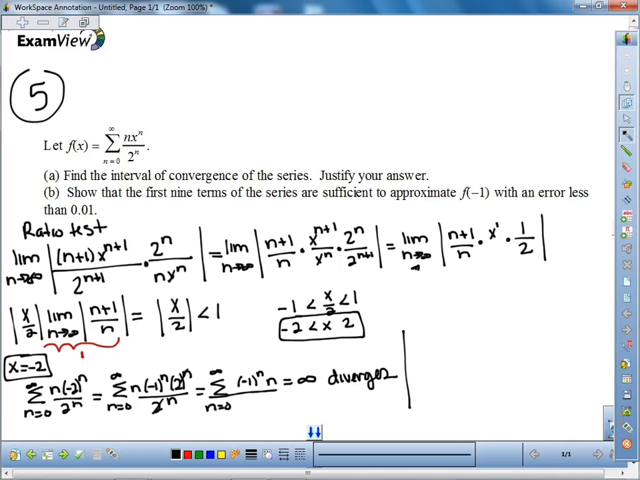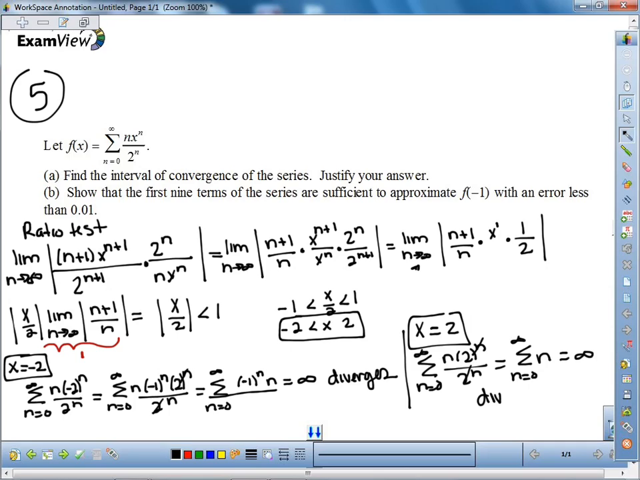Now let's check when x is 2. Again, on my original series, wherever I see an x, I'm going to substitute 2. Notice these cancel, and this will also go to infinity. It doesn't converge, it diverges. Therefore, my interval of convergence is just going to be from negative 2, parentheses, comma 2. So the endpoints are not included.